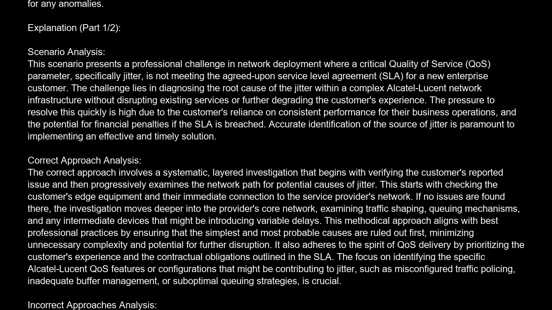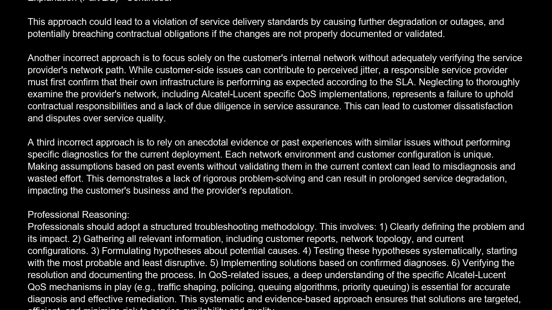Incorrect approaches analysis. One incorrect approach is to immediately assume a core network issue and begin making broad configuration changes without a thorough initial assessment. This is professionally unsound as it risks introducing new problems or exacerbating existing ones without a clear understanding of the root cause. It bypasses the fundamental troubleshooting principle of starting with the most likely and simplest explanations. This approach could lead to a violation of service delivery standards by causing further degradation or outages, and potentially breaching contractual obligations if the changes are not properly documented or validated.